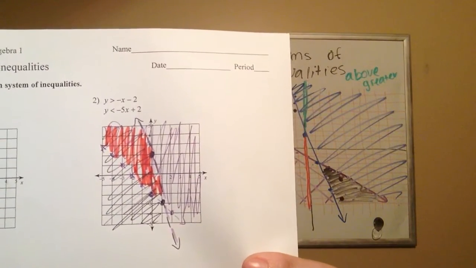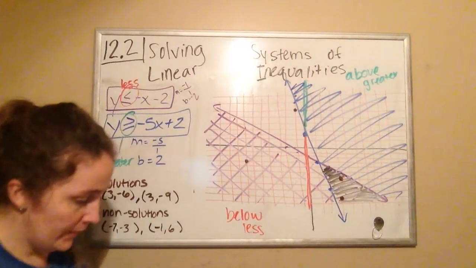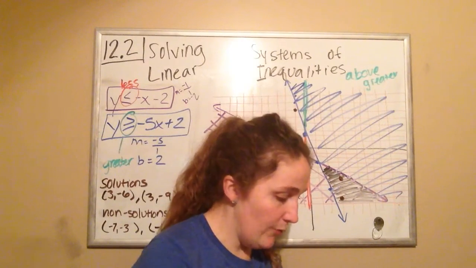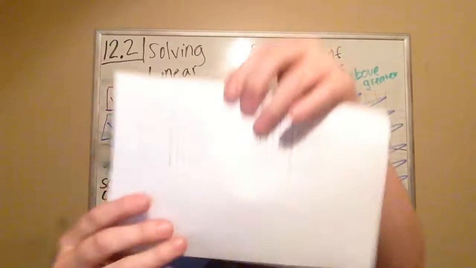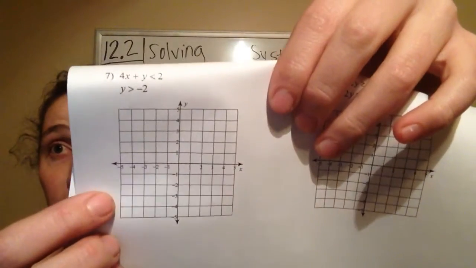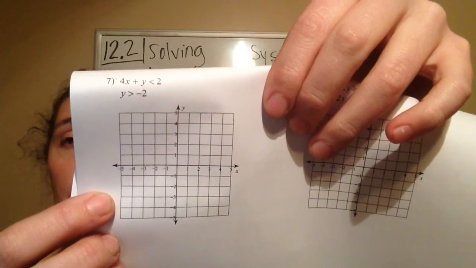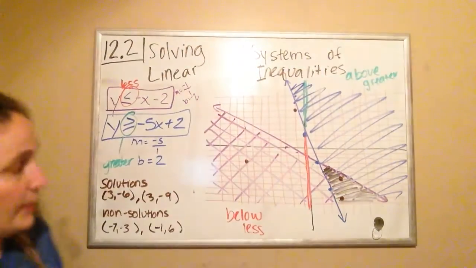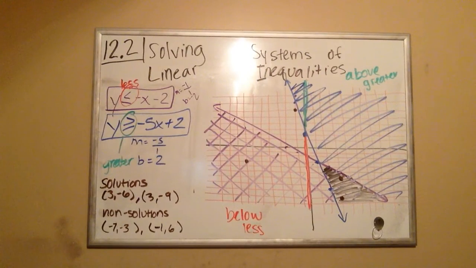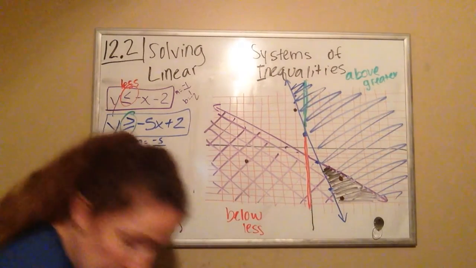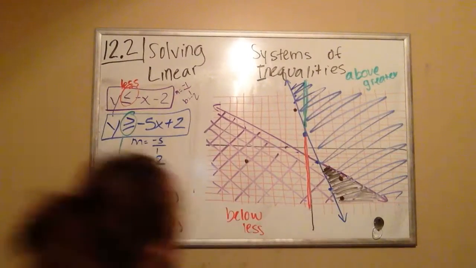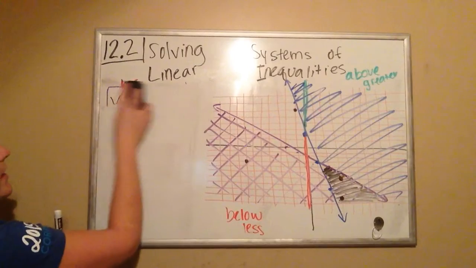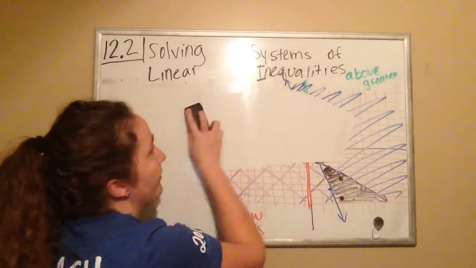Awesome. Okay. So the last one we're going to do together is one that we have to actually write in slope-intercept form, and that will be number 7. So number 7, I suggest cutting it out and gluing it on your right-hand side. There we go. Remember, for all these, you should be writing solutions and non-solutions every single time.